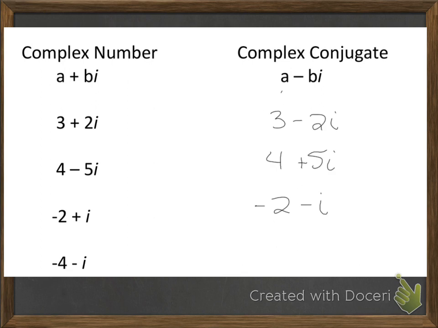What about negative 4 minus i? Again, the negative 4 stays the same, but the sign of the i changes. So it becomes negative 4 plus i. That's the complex conjugate.